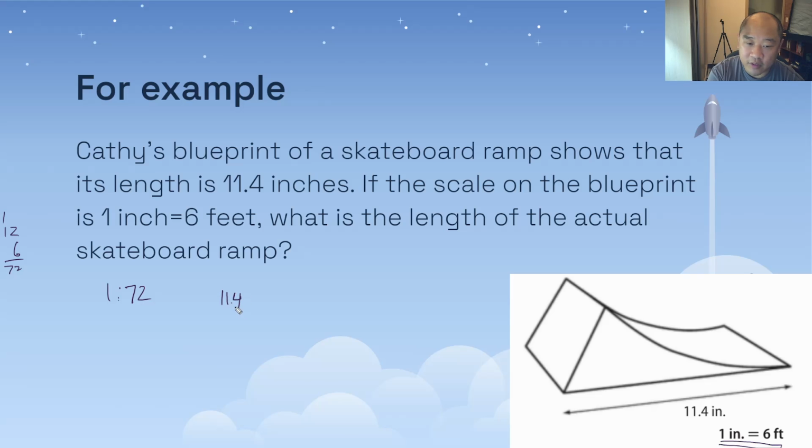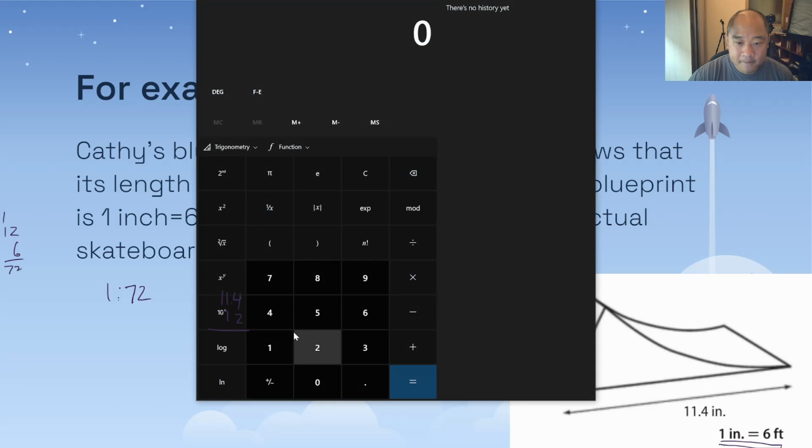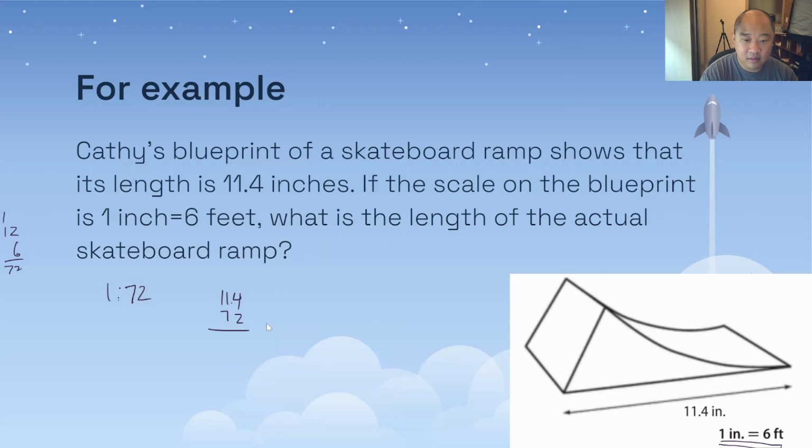And what is that? I have no idea. I don't have my calculator, so I guess I'll just use my computer calculator. 11.4 times 72 is 820.8. 820.8 inches. This is the length of the actual skateboard ramp.